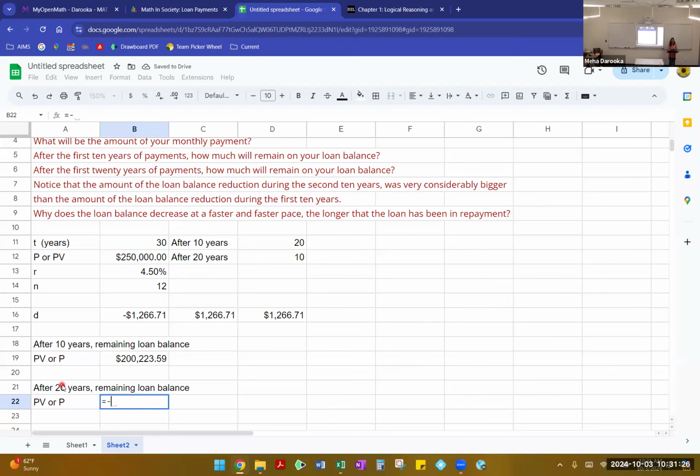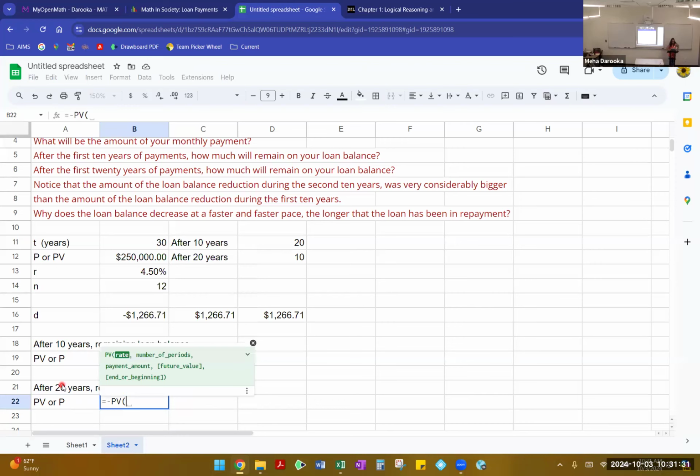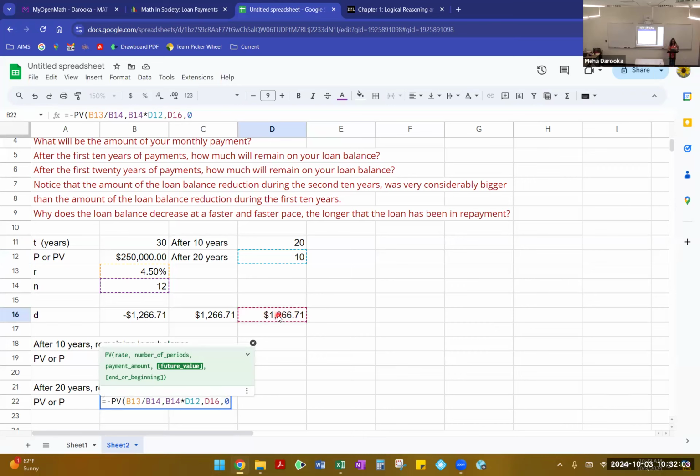So I'm going to do equal to, negative sign again so that we by default can get a positive answer, PV function. Rate, same thing, R divided by N, comma, number of periods would be N times T, which in this case will be, what did I do? N times T. Remember, this is after 20 years, which means your time at this point is only 10 years left. Comma, your payments are still, that's a good question. Do we still leave it at 1266? I guess we do. That was the original payment, comma, your future value will be 0.